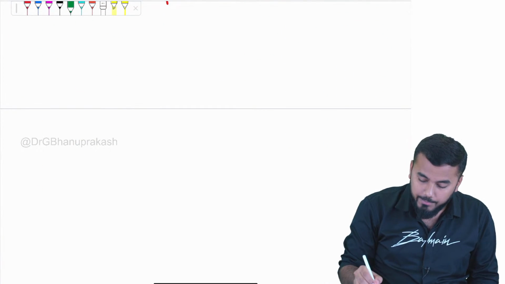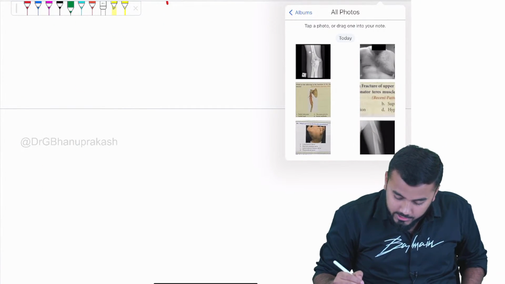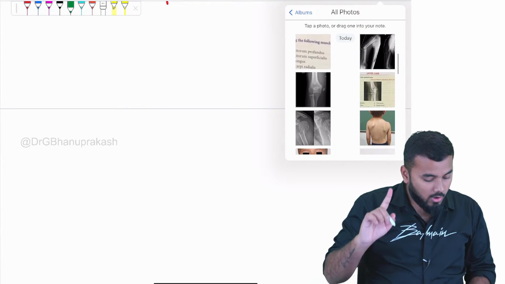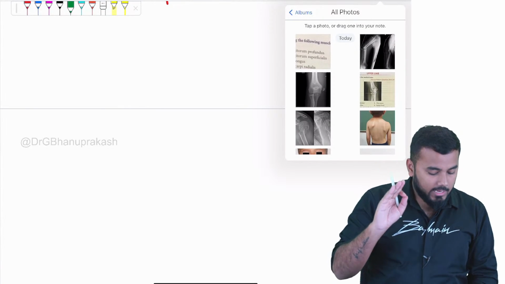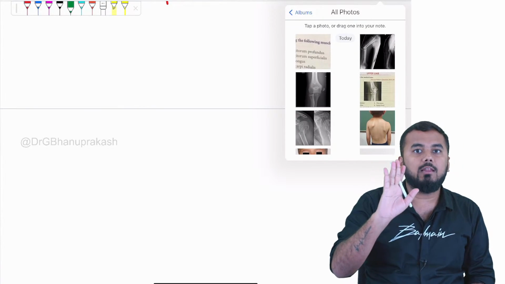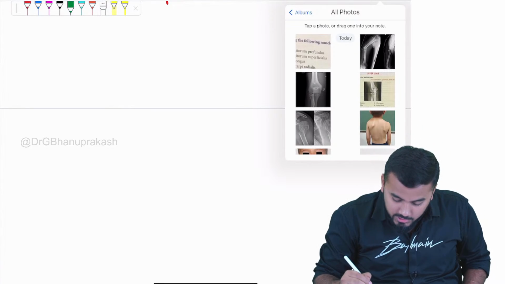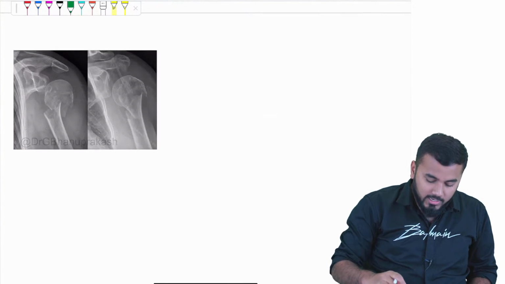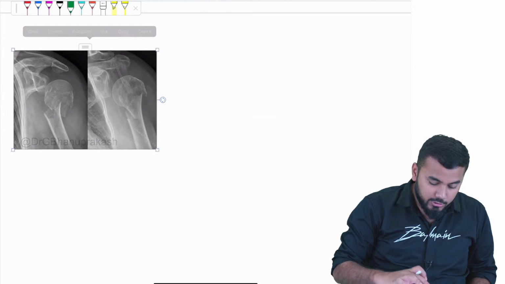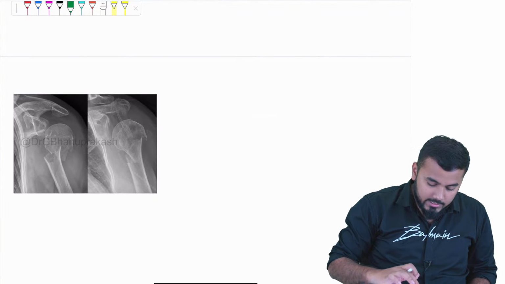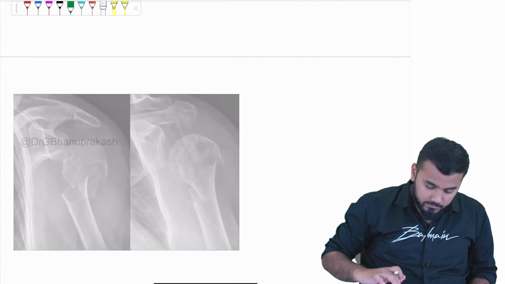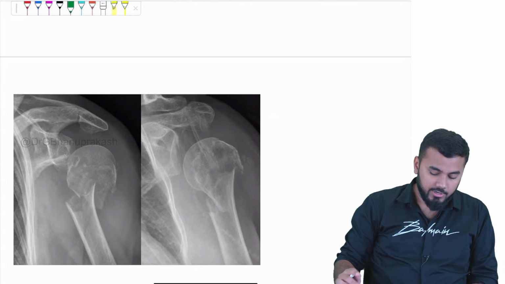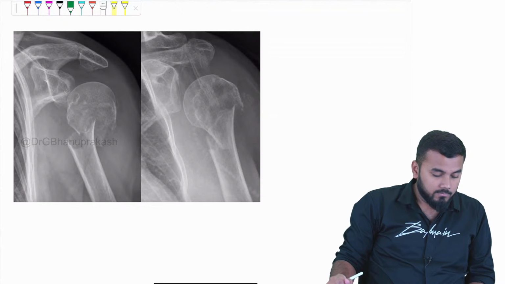Look at the pictures now. Look at the pictures. Now, all of you stop commenting. I will ask you the question. I'll show you an X-ray. You will tell me which nerve is injured. Okay, which nerve is injured? You will tell me. Right. Now, who will tell me which nerve is injured in this X-ray, guys? Which nerve is injured here?